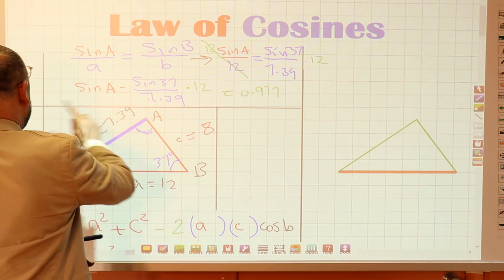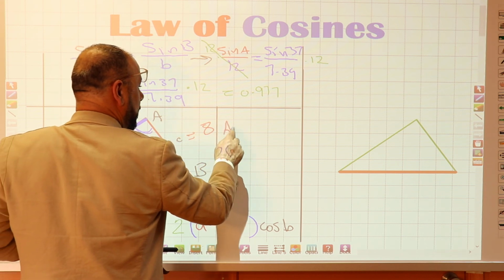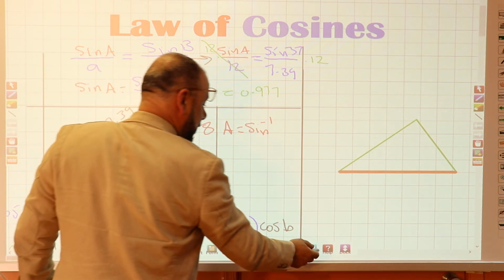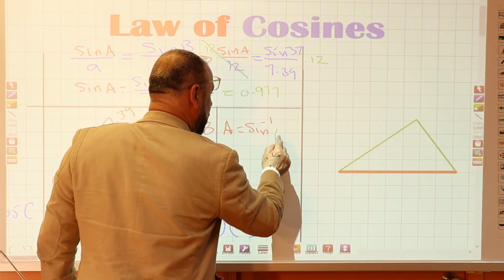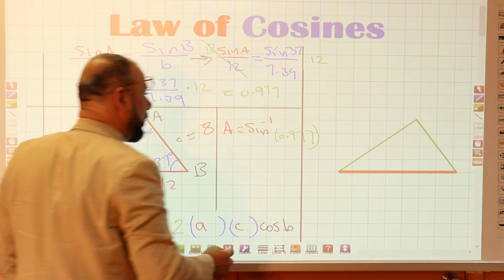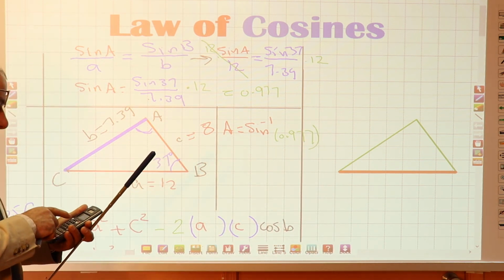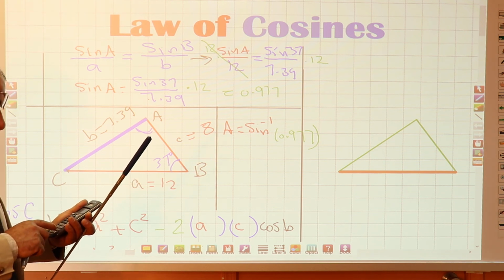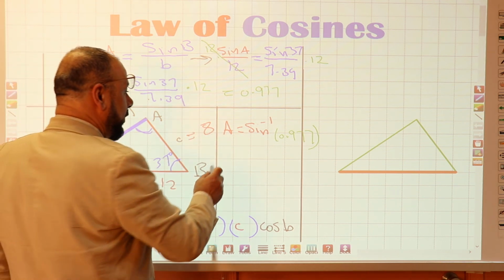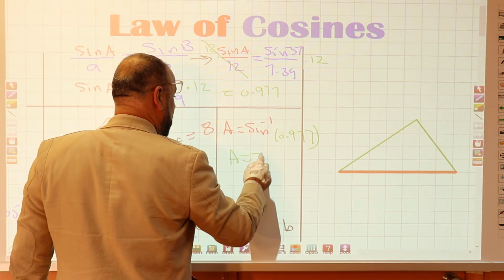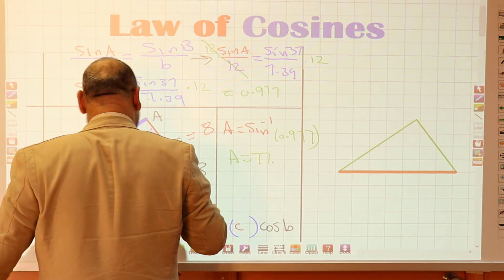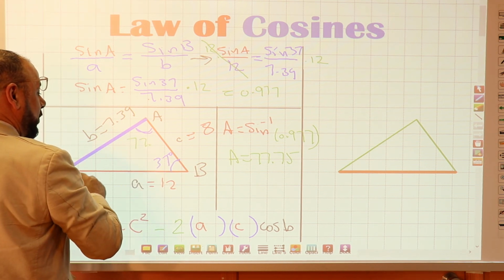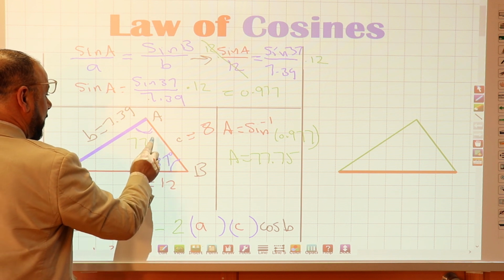Now we need A, right? A equal sine inverse of 0.977. And this you have to use the calculator. Sine inverse of this is 77.75. Then A equal 77.75.